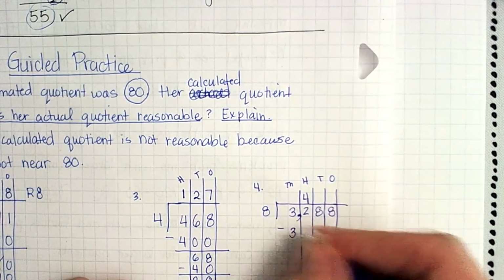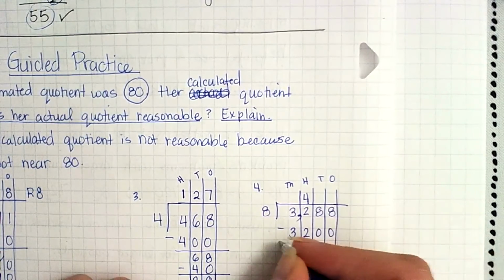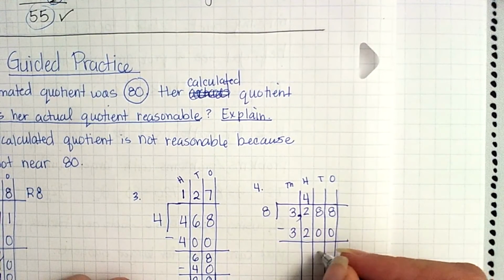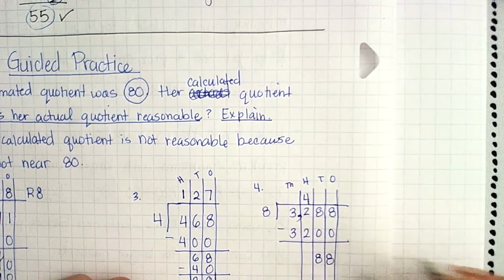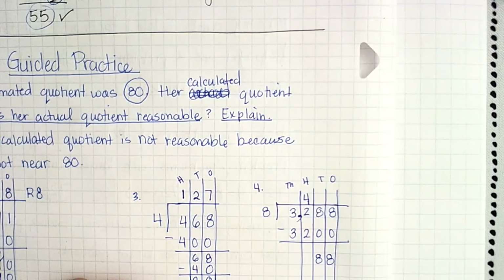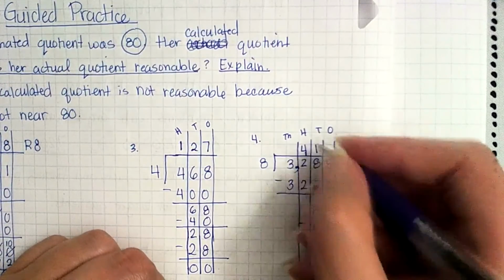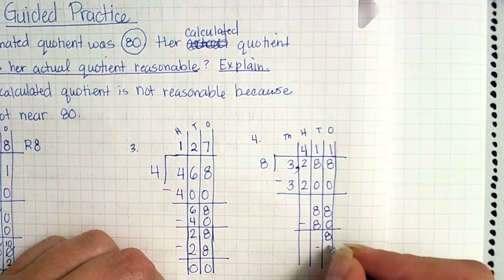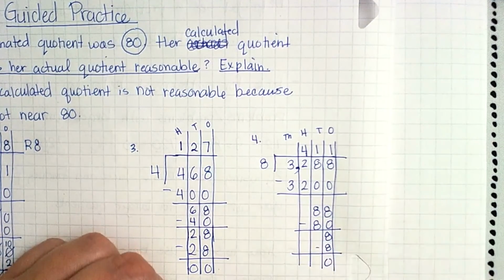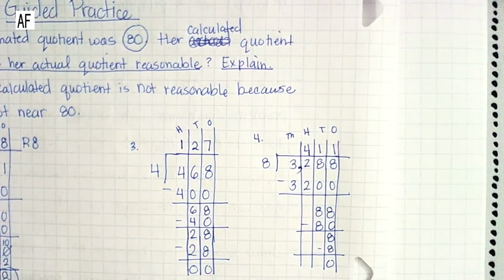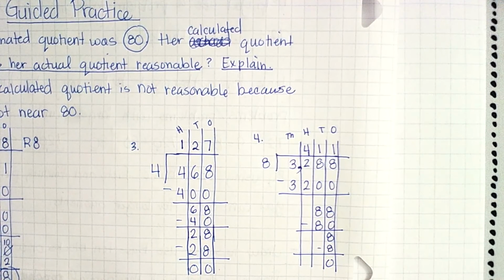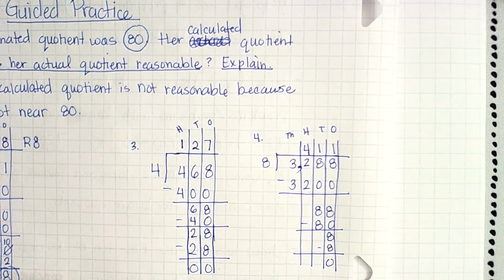So we're going to take off the 3,200, and we're left with 88. So 8 goes into 88 how many times? Well, I know 8 goes into 88 at least 10 times, so we're going to put a 10 here. We can subtract off 80. You're left with 8, and then 8 goes into 8 one more time. And you're left with a remainder of 0 over here. So 3,288 divided by 8 is equal to 411.